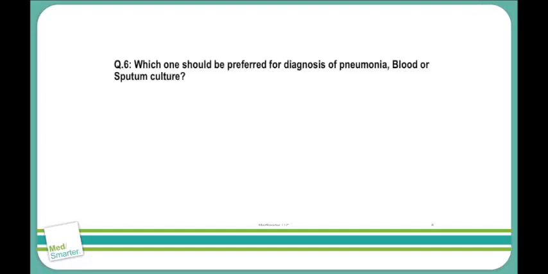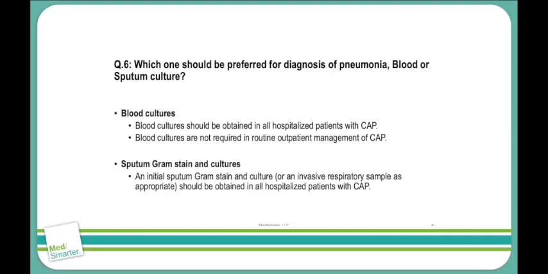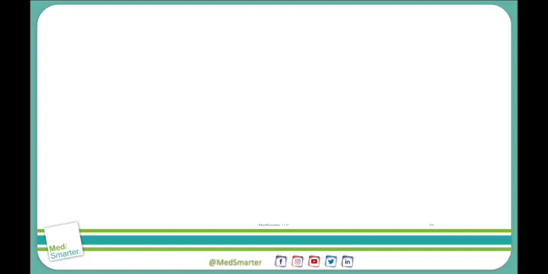Number 6, which one should be preferred for diagnosis of pneumonia, blood or sputum? So here is the thing. Blood cultures should be obtained in all hospitalized patients with community acquired pneumonia. Blood cultures are not required in outpatient management. Gram stain and culture of an initial sputum, or invasive respiratory samples as appropriate, should be obtained in all hospitalized patients with community acquired pneumonia.